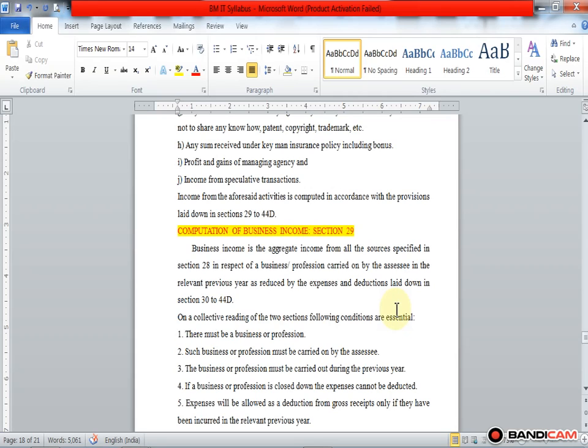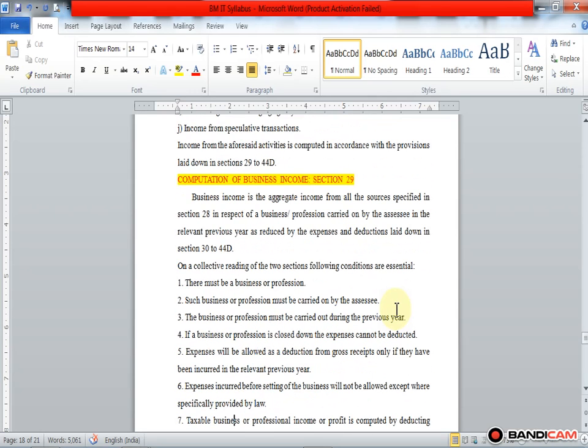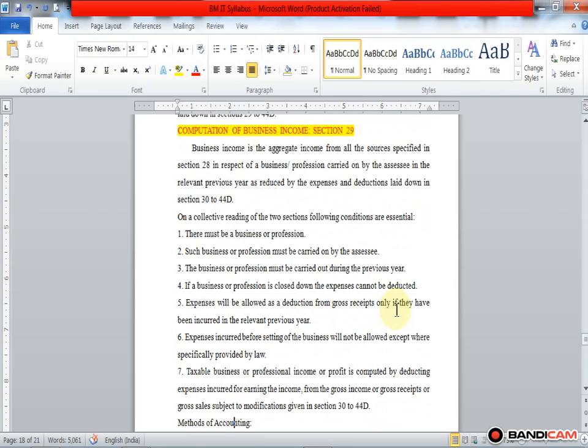So according to these sections, the expenses which are related to business are allowable for deduction, and according to section 28, the income of the business is specified under this section related to business or profession. On a collective reading of the two sections, the following conditions are essential. So on sections 28 and 30 to 44D, some necessary conditions are given here. First one, there must be a business or profession.